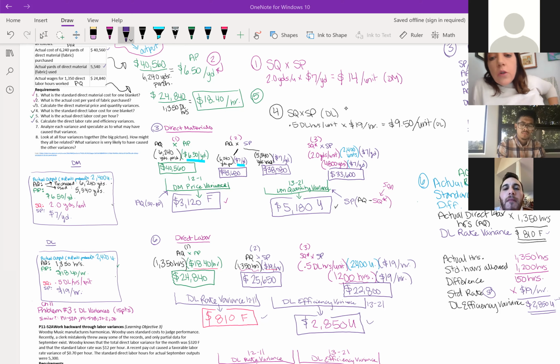It could also cause you to incur a higher direct labor cost, right? They used a whole bunch more hours in direct labor than they should have. And it's likely due to that inferior product they purchased, as well as using a lower skilled employee.